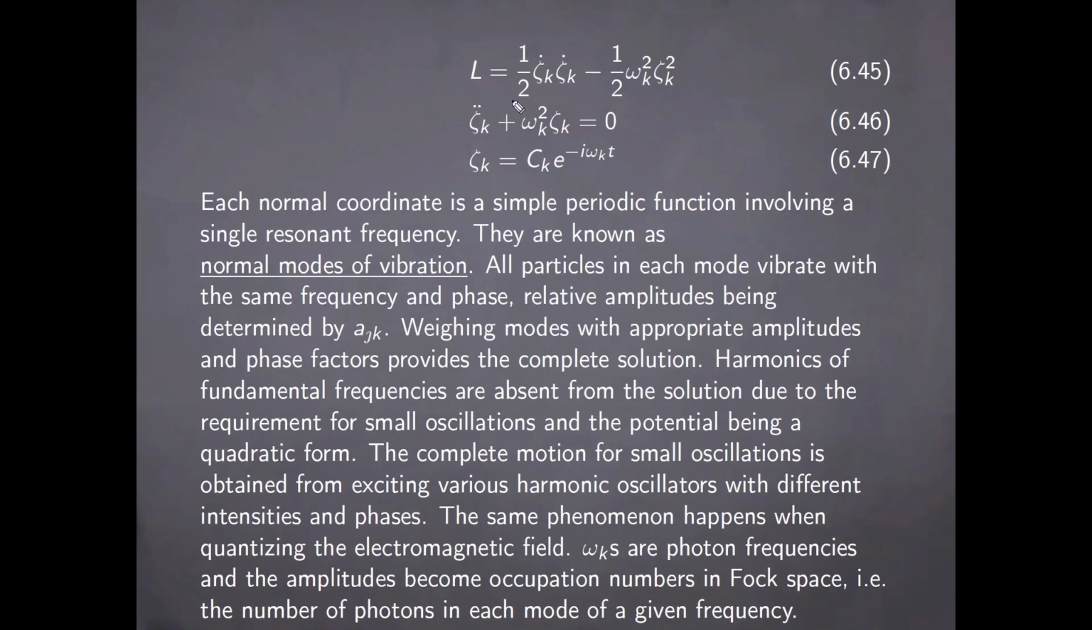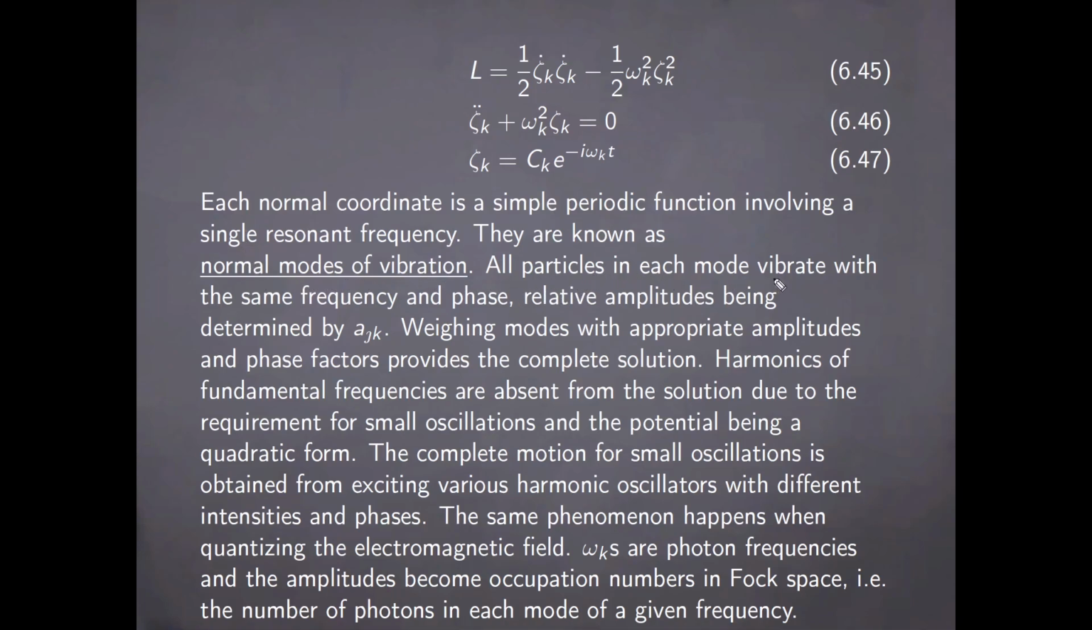If we now write the Lagrangian in terms of normal coordinates, then we can immediately derive the equations of motion, which just correspond to simple harmonic oscillators in small oscillations, and each of them will have the basic general solution given here. So each normal coordinate is a simple periodic function involving a single resonant frequency. And that is why these normal coordinates are known as the normal modes of vibration.